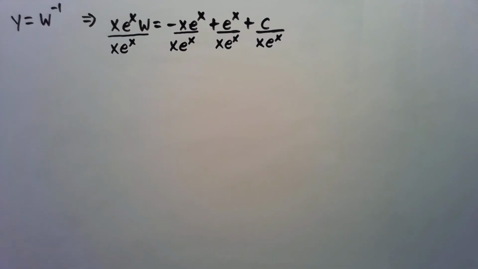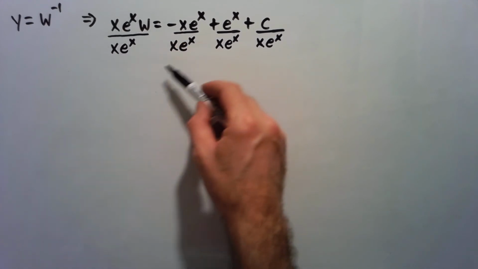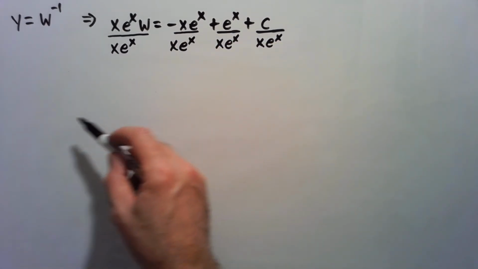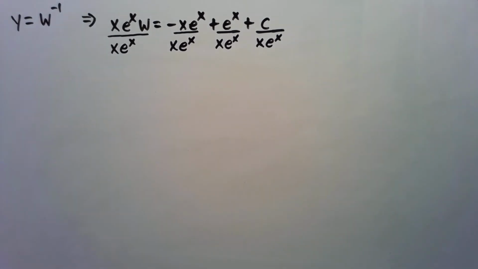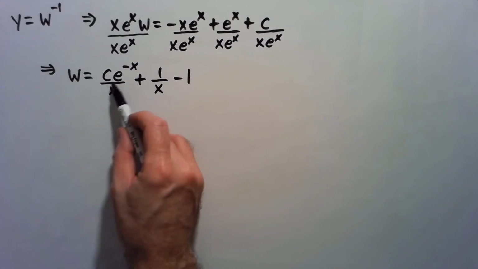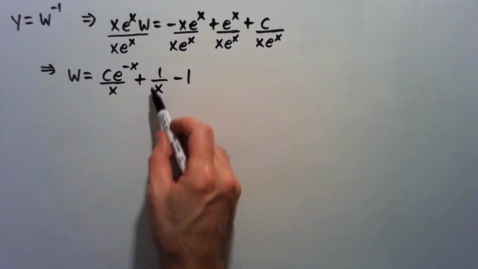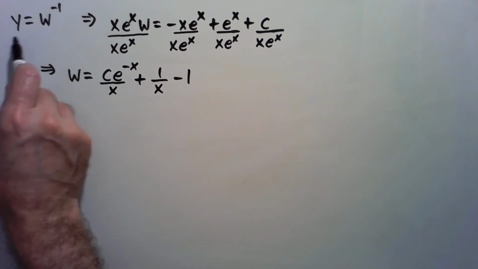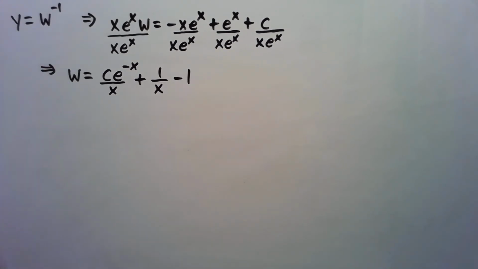So doing that, we get this, and then simplifying, these cross off some. E's cross off there, E's cross off there, that crosses off there. So simplifying, we get w equals C e to the minus x over x plus 1 over x minus 1. Now we're going to use the substitution that y equals w to the minus 1. Let's do that.